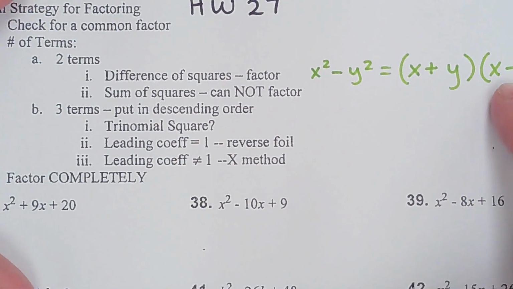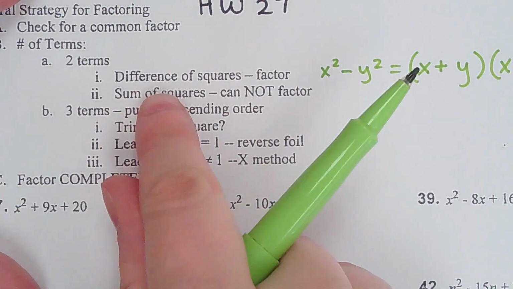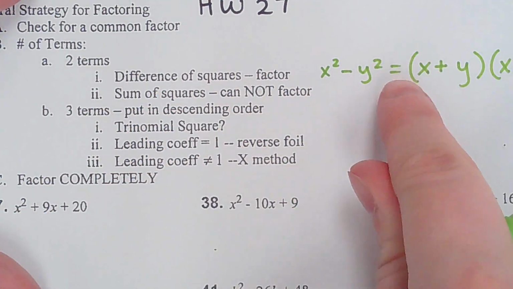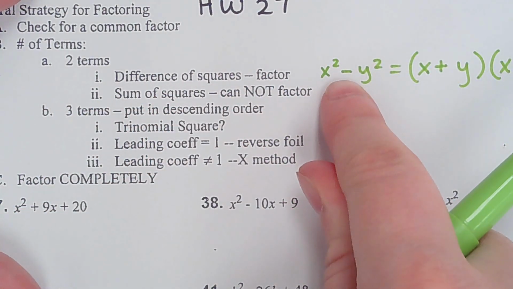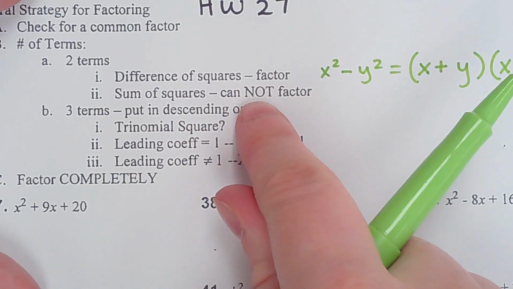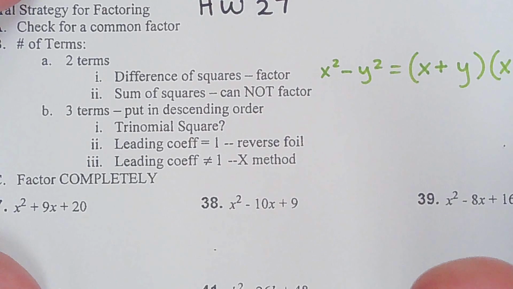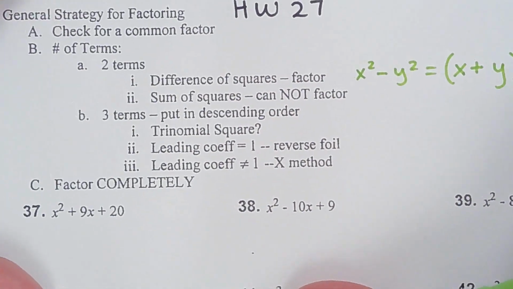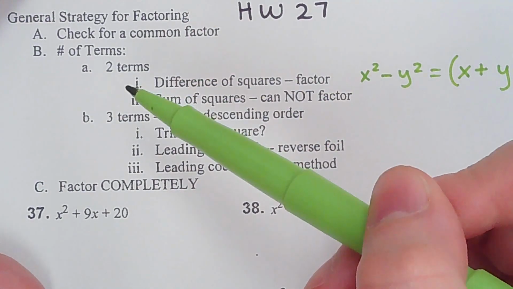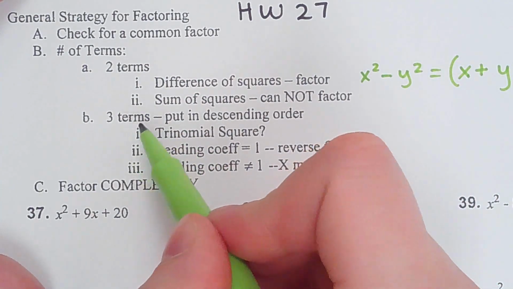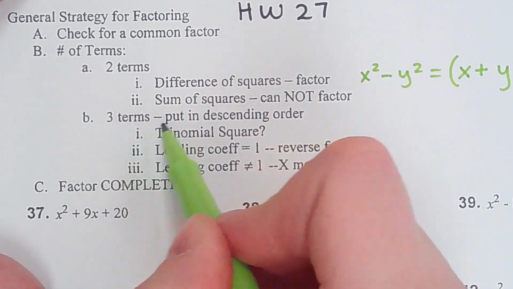Okay? The other option is you might have a sum of squares. So instead of subtraction, it would be addition. If that is the case, it does not factor, and that would be your answer. You cannot go any further. Okay? So that is one method for two terms. Now we have a few more methods for three terms.